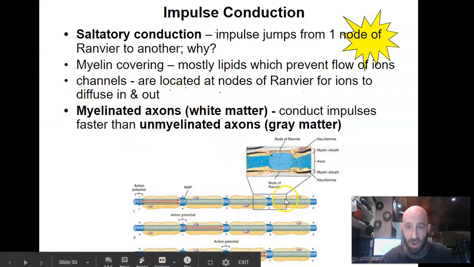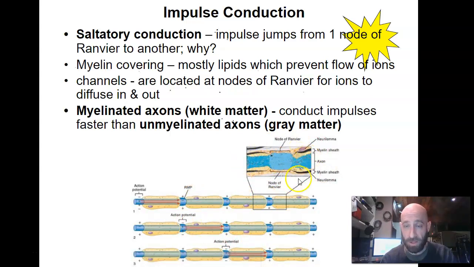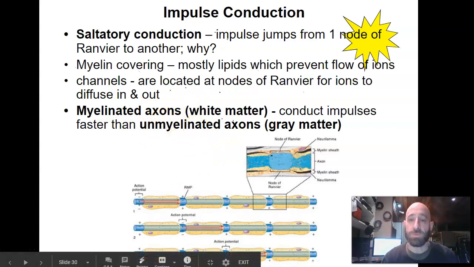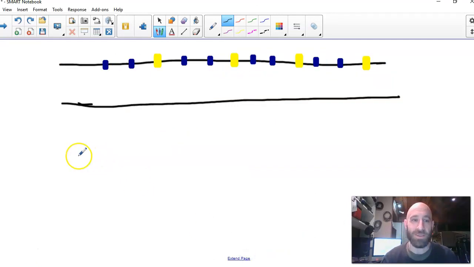If you take a look here, this is an actual node from an electron micrograph. You can see the myelin coating the axon, and then there's this gap area where the node is. That corresponds to here, and this is where all those channels are. I'll explain that better in a minute. Finally, on the slide, myelin is going to be white matter, and that's going to be faster than the unmyelinated. I'm going to explain this with a little analogy.